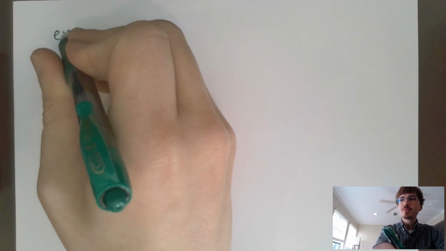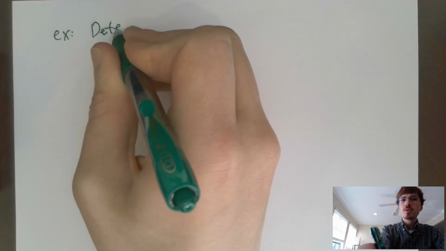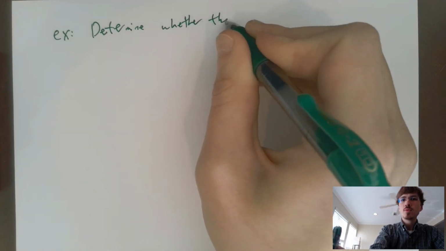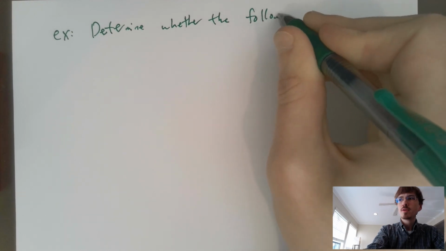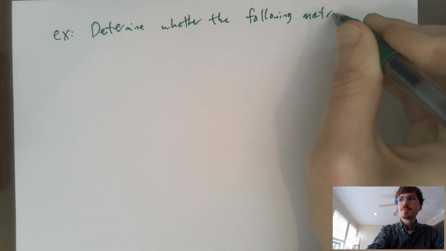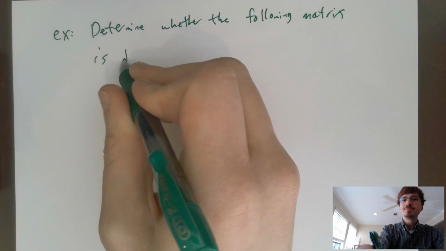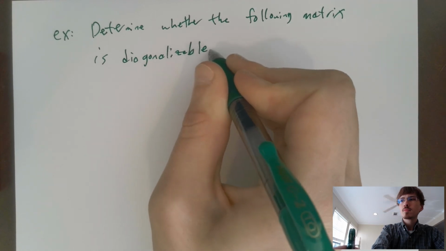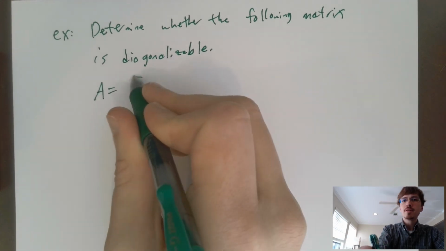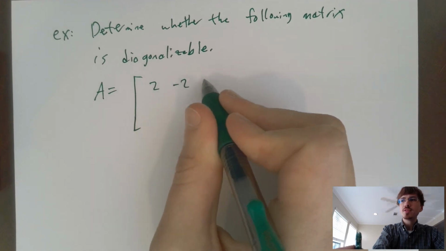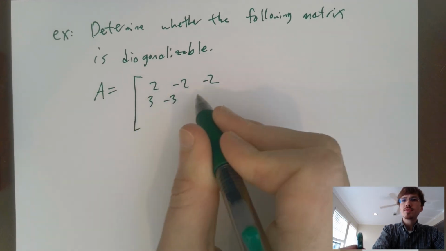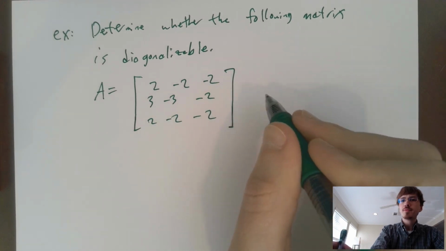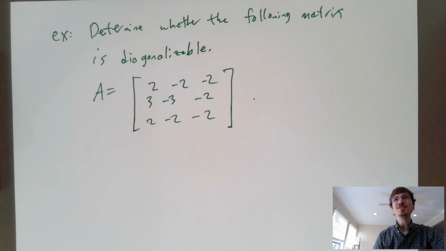Let's do an example together. Determine whether the following matrix is diagonalizable. Let A be our favorite matrix: 2, negative 2, negative 2, 3, negative 3, negative 2, 2, negative 2, negative 2. Yeah? Pause the video, see if you can figure this out for yourself.